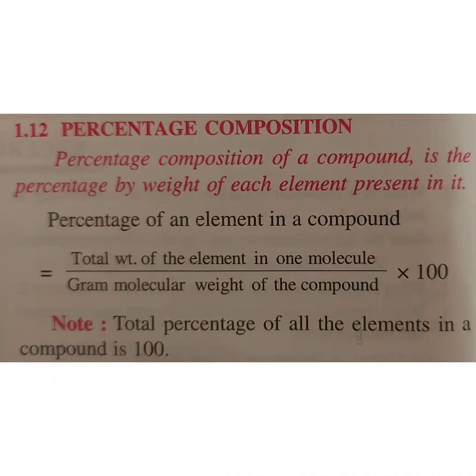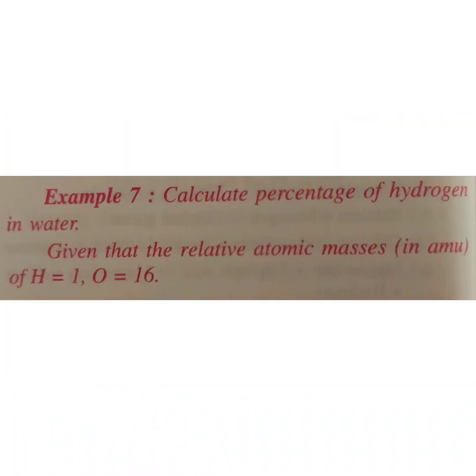So the percentage of an element in a compound is the total weight of the element in one molecule upon the gram molecular weight of the compound, multiplied by 100. The total percentage of all the elements in a compound is taken to be 100. Okay, so let's see this with the help of some examples.